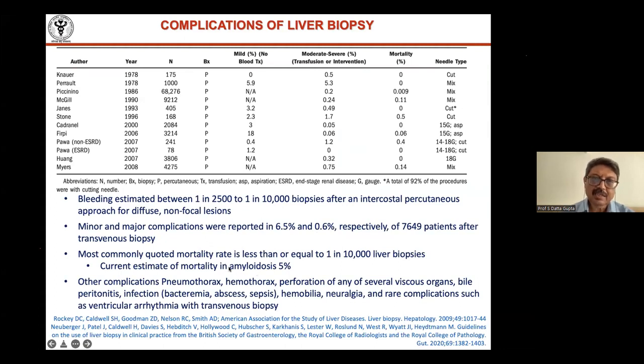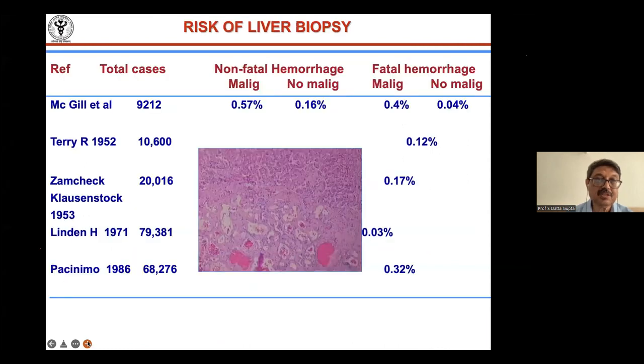And certain diseases like amyloidosis, where there's a lot of deposit of the amyloid, can result in an increased propensity to bleeding. And of course, if you poke your needle into a hemangioma or some other vascular lesion, it's going to bleed much more. The other complications are pneumothorax, hemothorax, perforation of any other organ, and so on and so forth.